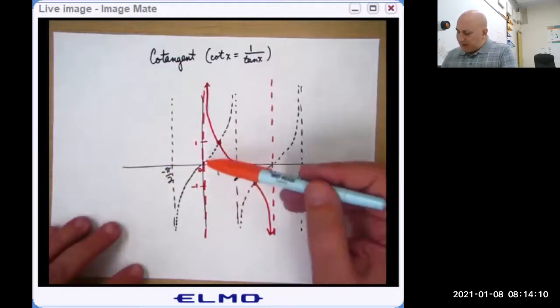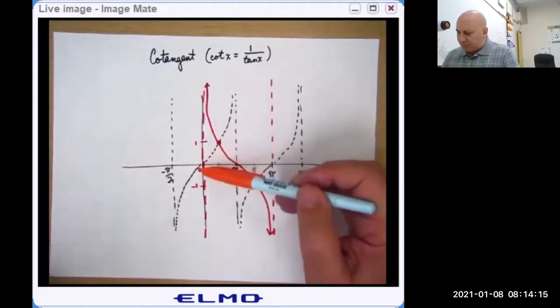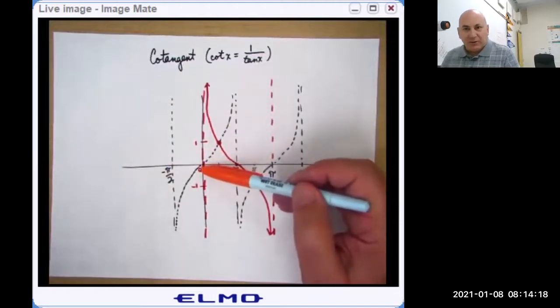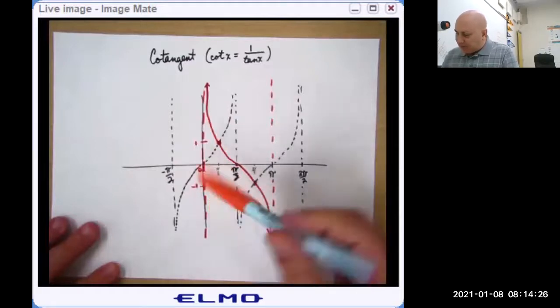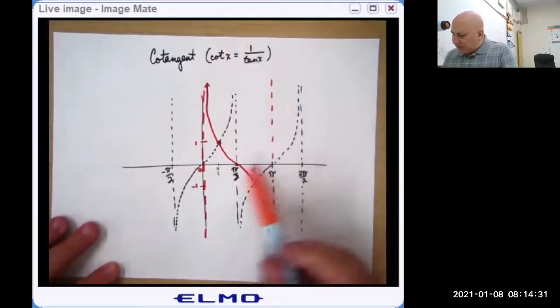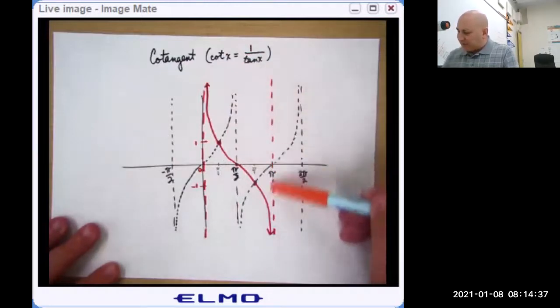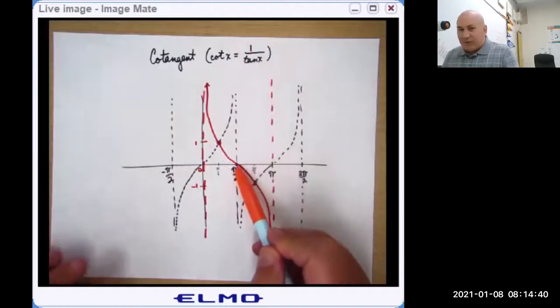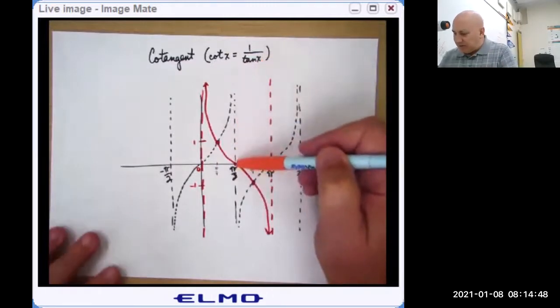Wherever tangent is 0, the reciprocal is going to be infinity, so that's going to be an asymptote. So the tangent is 0 here. There must be an asymptote for the cotangent. There's another tangent equaling 0 here, so I have another asymptote here. At pi over 2, tangent is undefined. It would be infinity. 1 over infinity is 0, so you get to 0 here.